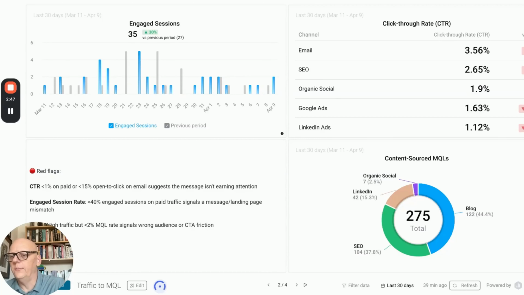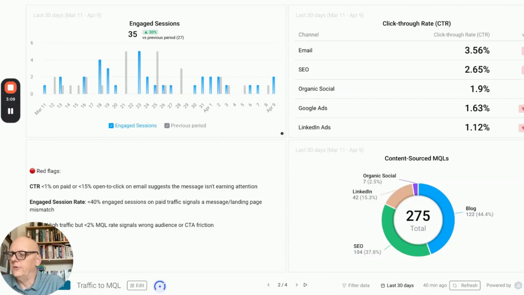We're going to look at 2 other metrics here. We're going to look at engaged session rate. Are people staying once they land on the page? We're seeing a red flag there of maybe under 40% on paid traffic, which would signal a messaging or landing page mismatch.